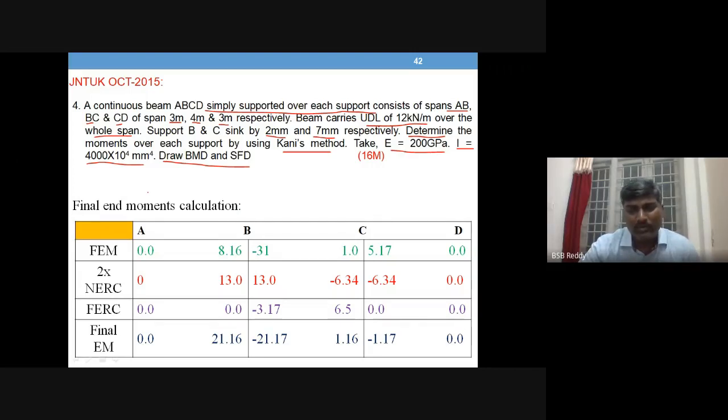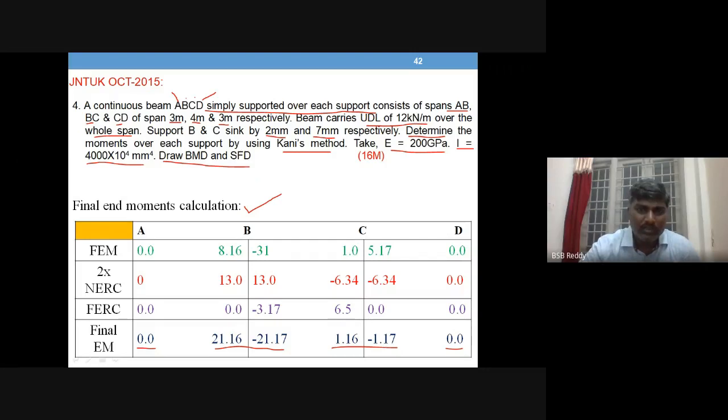Just for cross verification, to check the solution, I'm giving you the solution here. Finally you will be getting this solution. The final end moment at A is 0 because A is a simple support, and D is also a simple support, whereas B and C are continuous. So total moment at A is 0, whereas D is an end hinge with 0 moment.